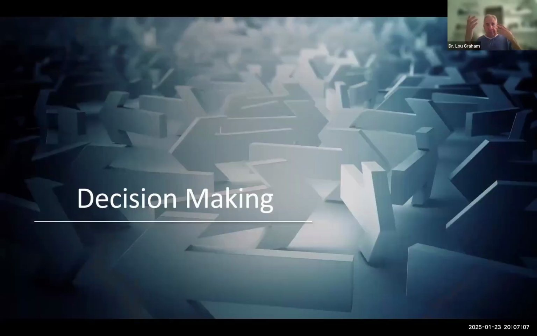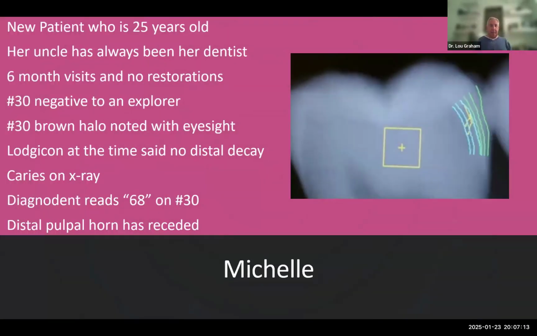So how do you make this work for all of us in decision making every day? The case I picked was Michelle. I saw Michelle a number of years ago. She was 25 years old. Her uncle was her dentist. She had gone to him every 6 months, had no restorations in her mouth. Tooth number 30 was negative to an explorer, no stick. But I could see a little brown halo.